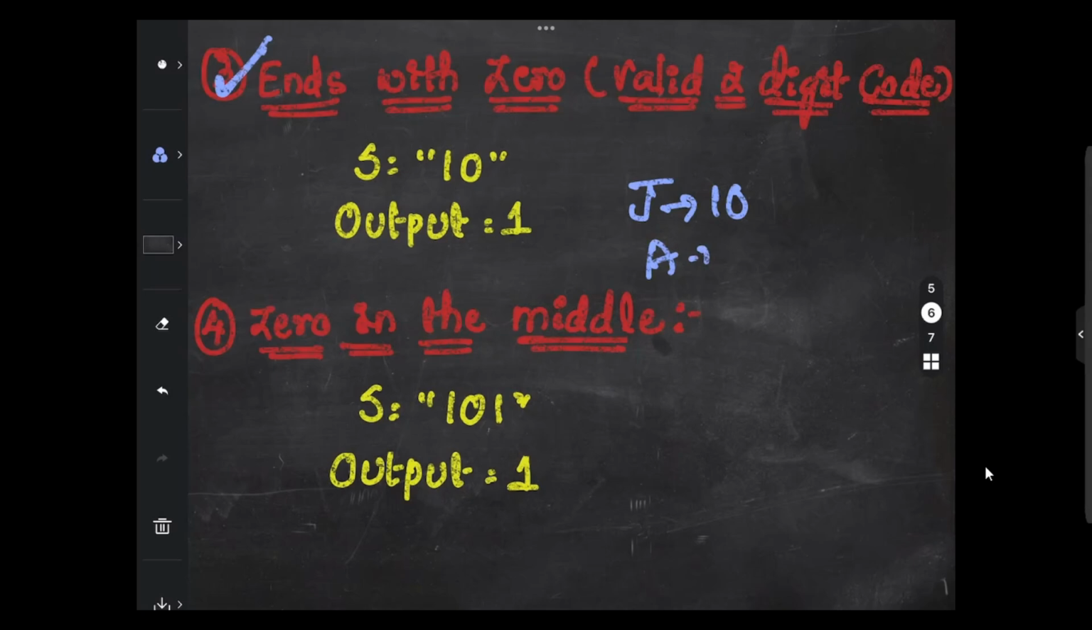0 cannot be decoded. 0 alone is invalid. So we'll not consider this one. So J equals 10 we will directly consider. So the number of ways that 10 can be decoded is 1 in this case. This is fine. Let's move on with the fourth edge case here.